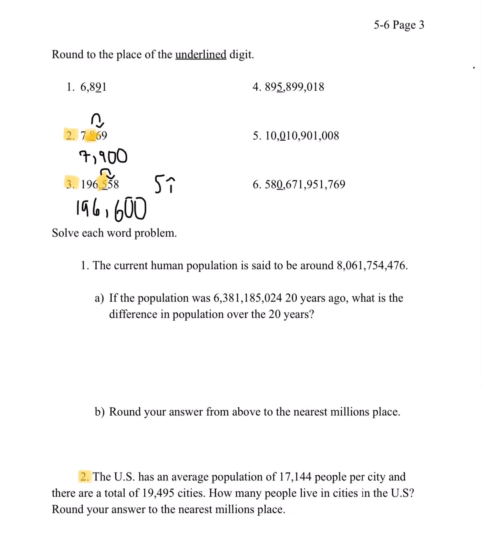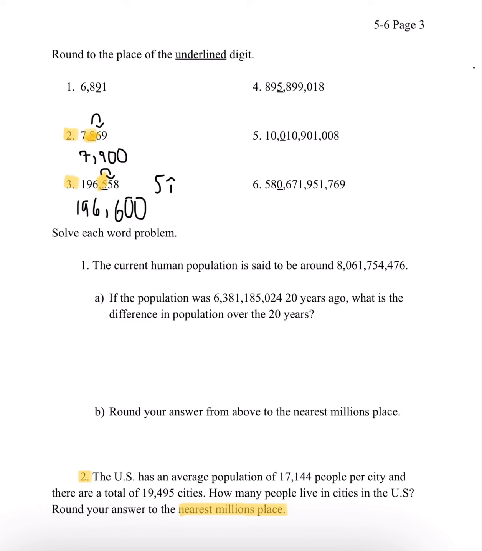Lastly, we have a word problem. I'm going to be going over number 2. It says, the U.S. has an average population of 17,144 people per city, and there are a total of 19,495 cities. How many people live in cities in the U.S.? Round your answer to the nearest millions place.